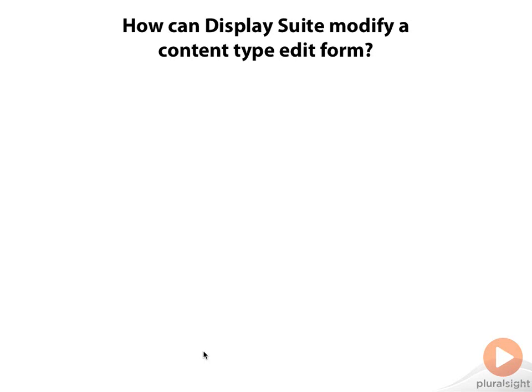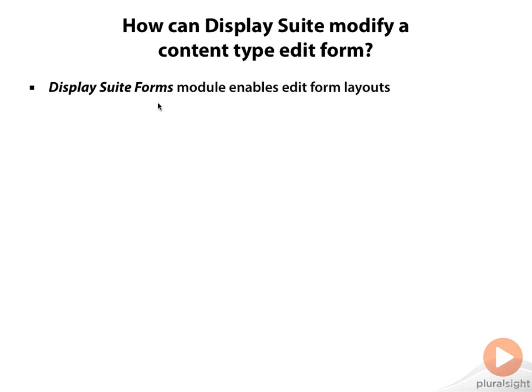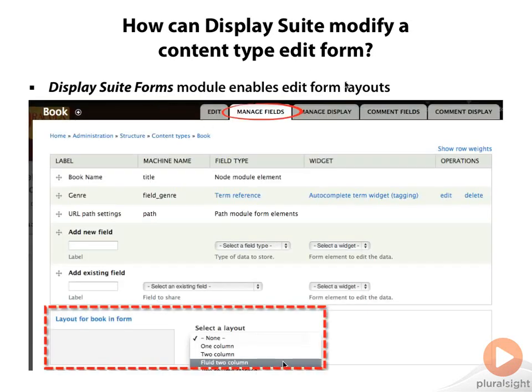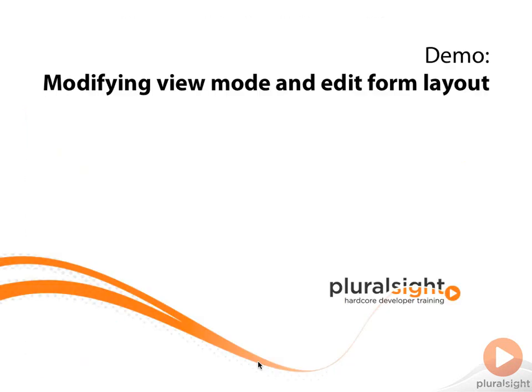Similarly, you can use the Display Suite Forms module to edit the form layouts. And so, for example, here on the Manage Fields tab, you would find, once it was installed, the ability to add perhaps a fluid two-column layout. And then you would configure, again, which fields appear in which part of the layout. Let's jump in and take a look at this.